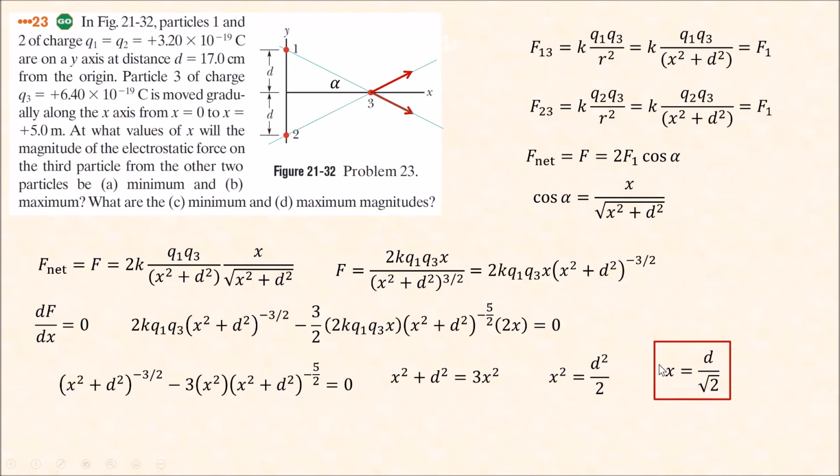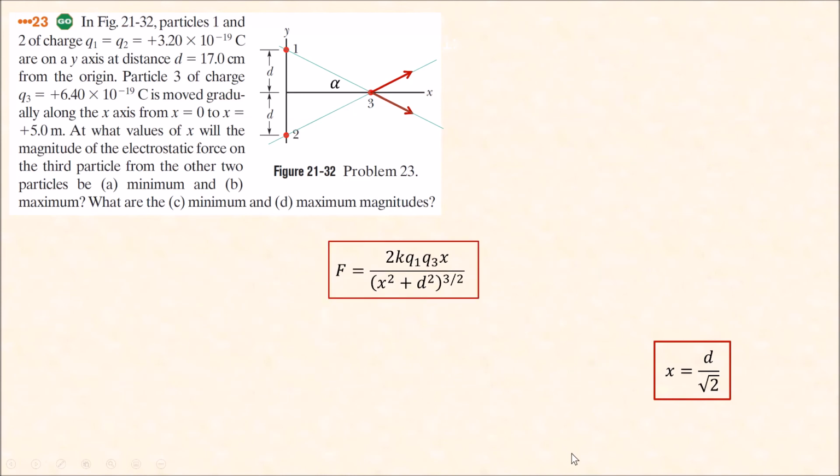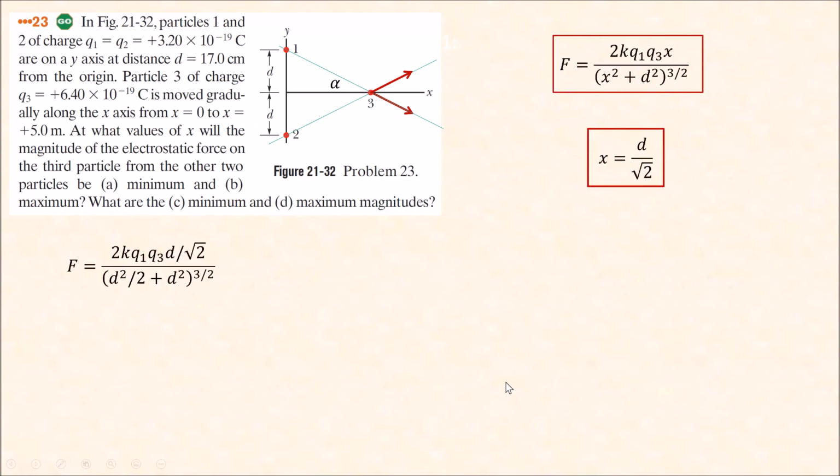All right, so what this means is that at x equal to d over square root of 2, the derivative is 0, which means that at this x we have the maximum for the force. So we have this force value, which has the expression in terms of x, and for maximum we have x equal to that. We can then put x equal to this value and calculate the force, the maximum magnitude of force.